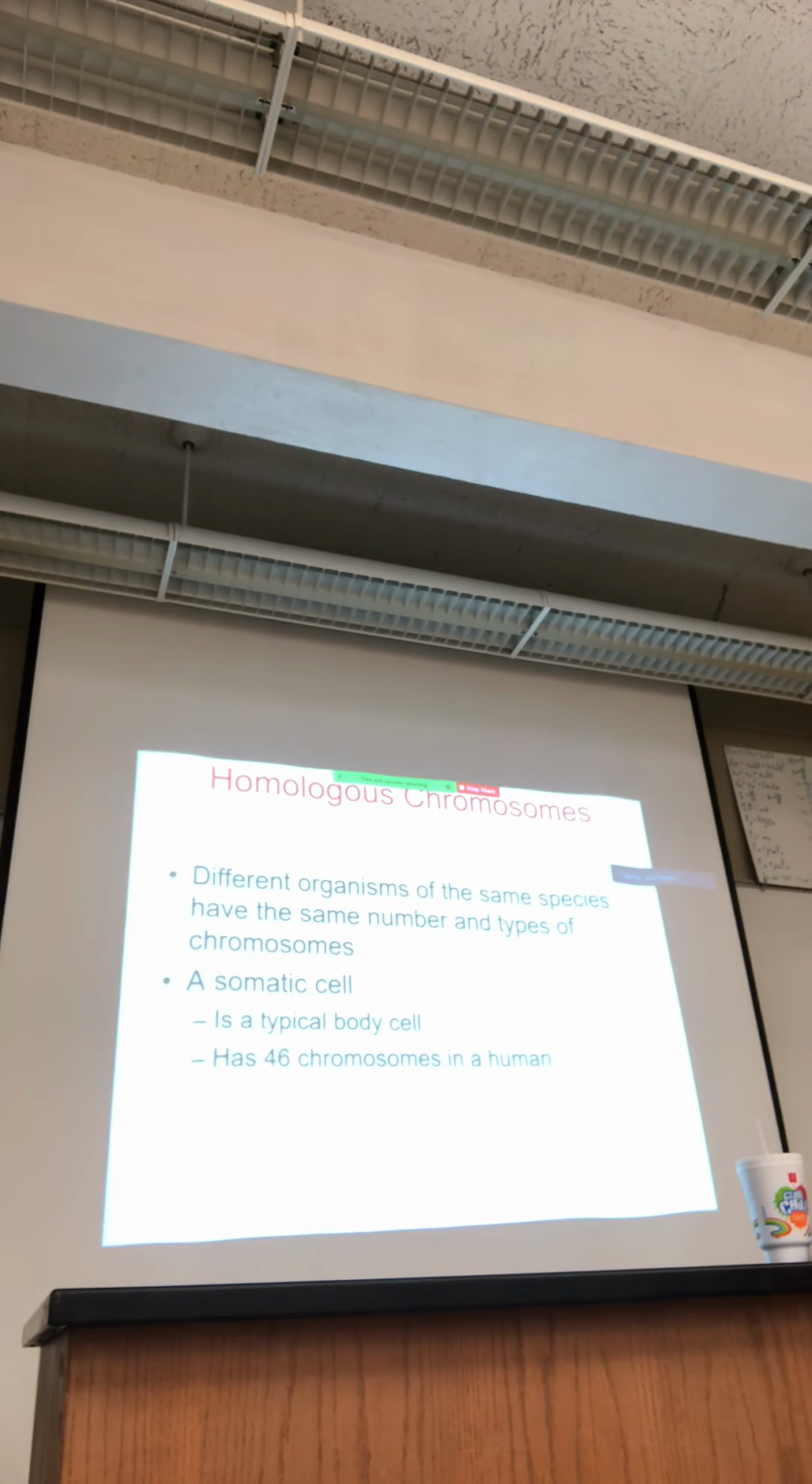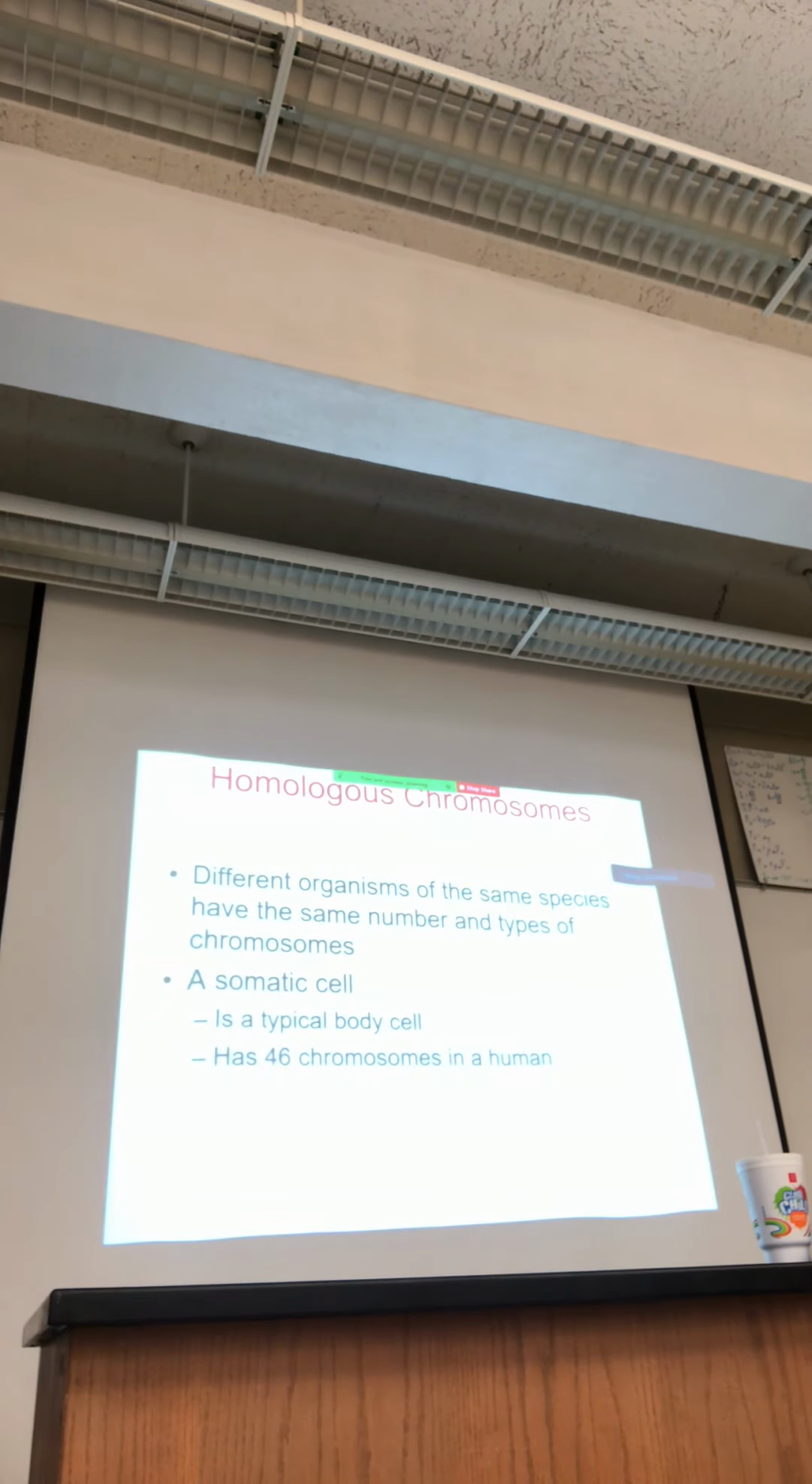So the first thing we need to talk about is homologous chromosomes. There's a lot of vocabulary. This is one chapter where there's a huge amount of vocabulary. So you need to understand the term homologous. Homo means what? Same. And homologous means the same chromosome. In other words, you have 23 pairs, and each pair are homologous chromosomes.